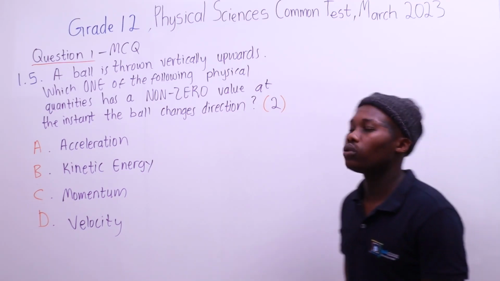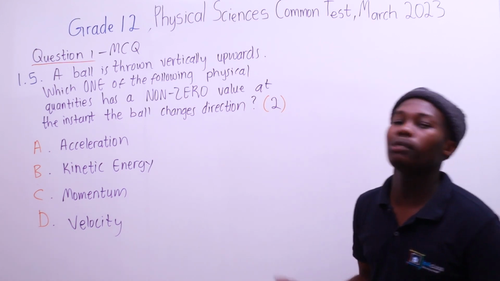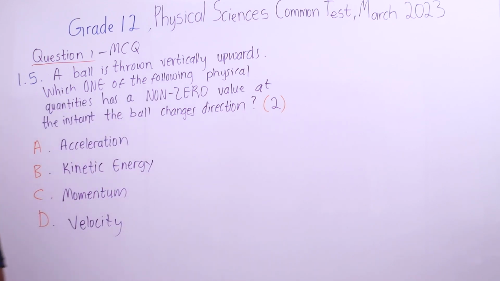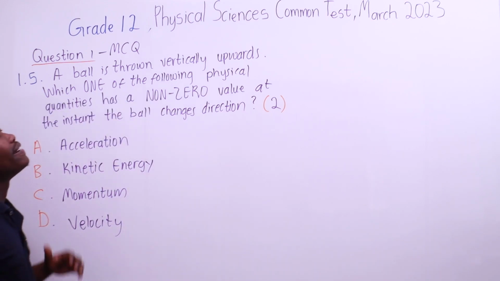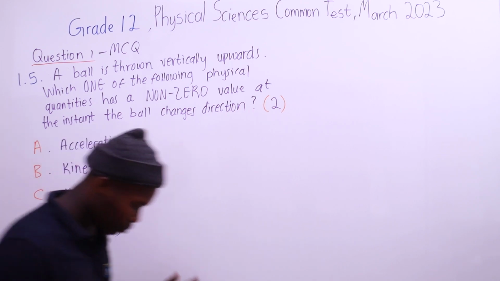Alright, now go to question 1.5 for 2 marks. Again, we are still doing a multiple choice. A ball is thrown vertically upwards. Which one of the following physical quantities has a non-zero value at the instant the ball changes direction?